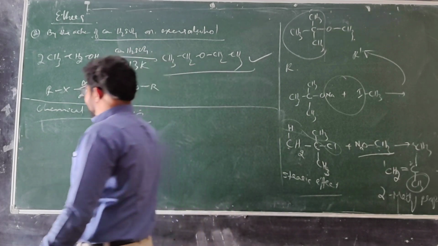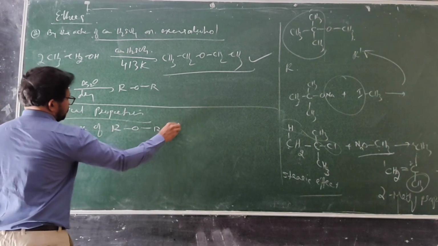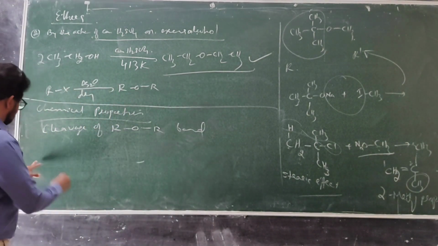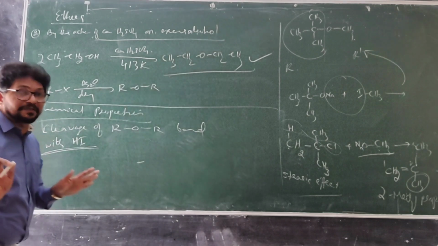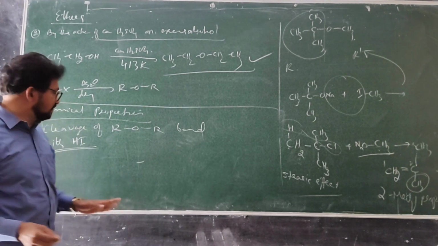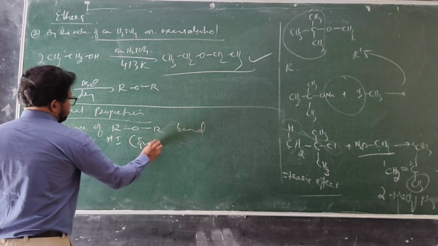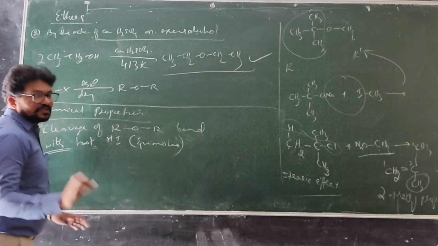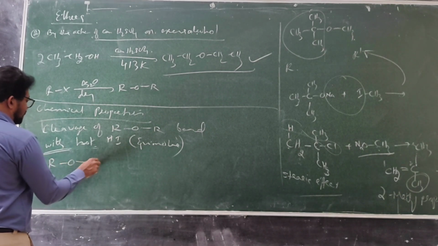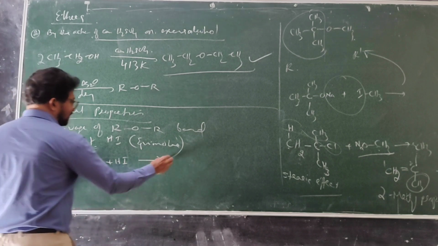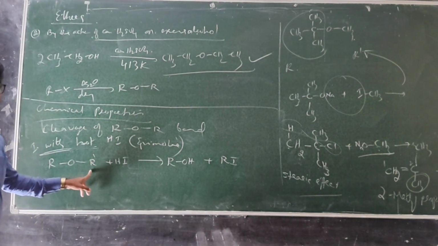Cleavage of the R-O-R bond. For example, with hot HI or HBr; HI is better because the HI bond enthalpy is lowest, and HBr is a little more difficult. With hot HI, equimolar, ether and HI equimolar, in a general reaction R-O-R' plus HI, you get one product ROH and another product R'I.